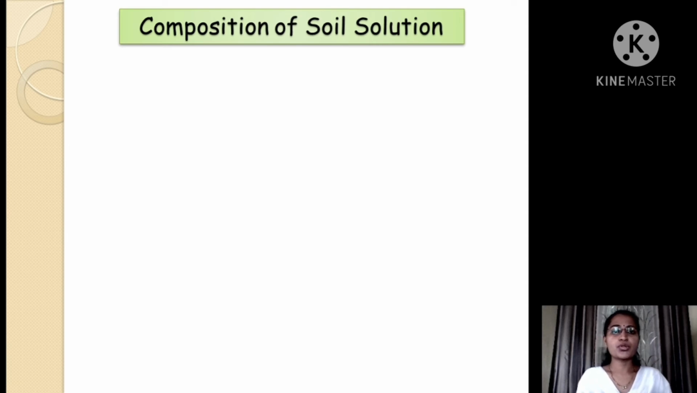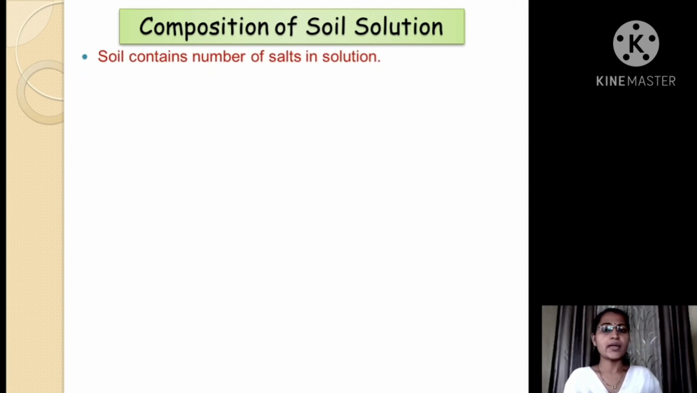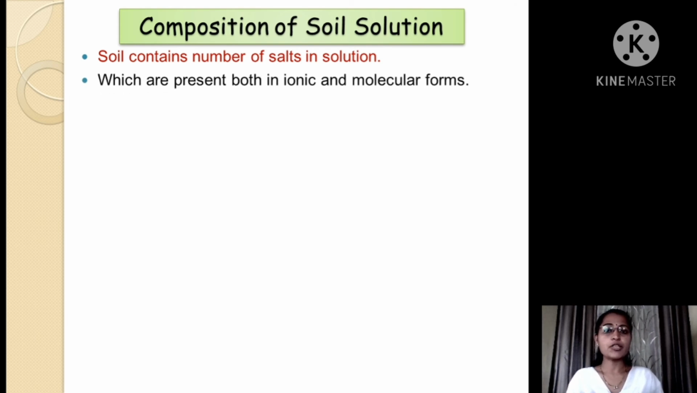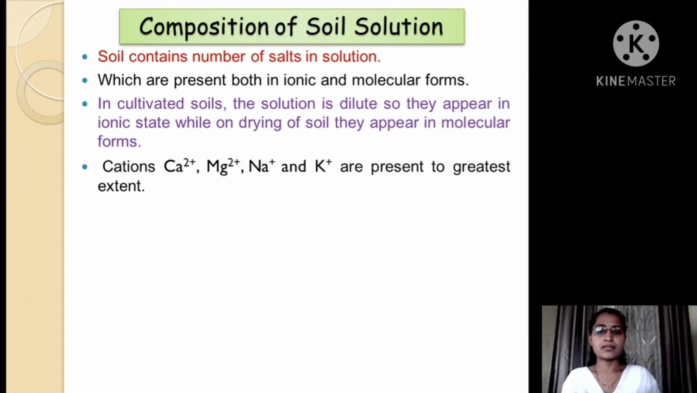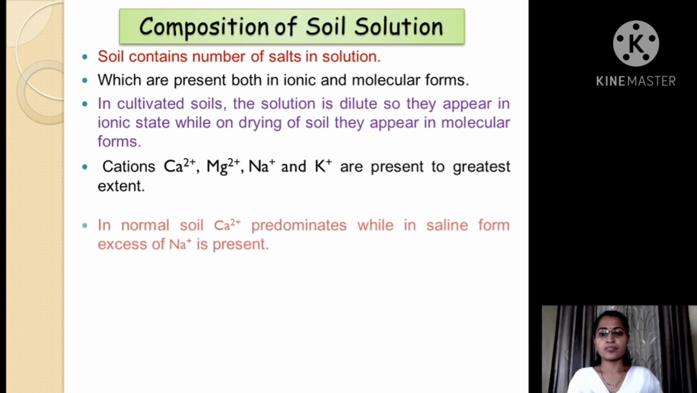Then we see the composition of soil solution. Soil contains a number of salts in solution, which are present both in ionic and molecular forms. In cultivated soils, the solution is dilute, so they appear in ionic state, while on drying of soil, they appear in molecular forms. Cations, calcium 2+, magnesium 2+, sodium +, and potassium + are present to the greatest extent.